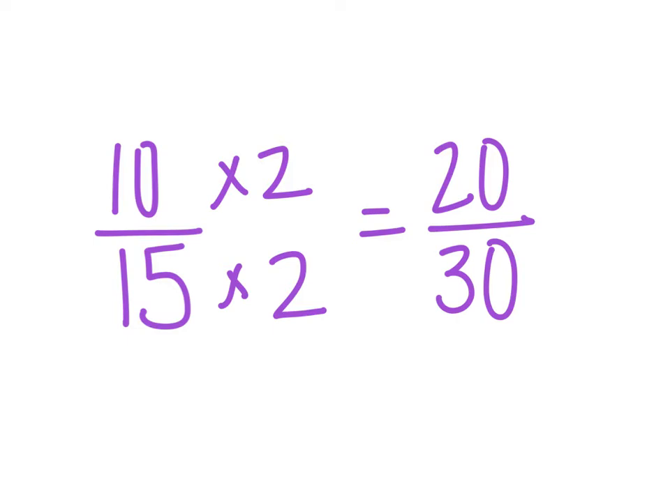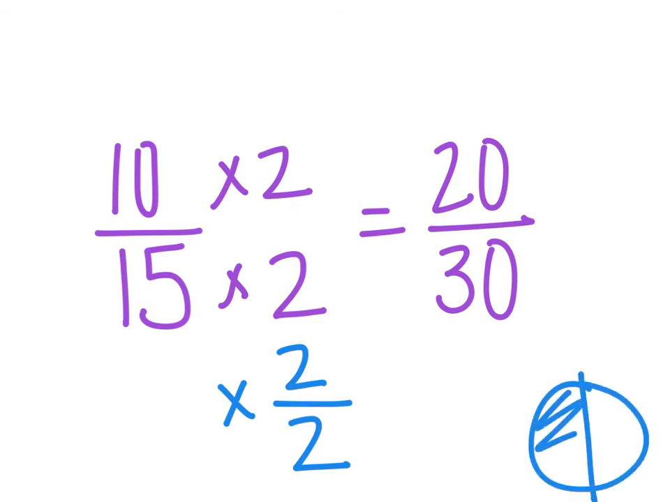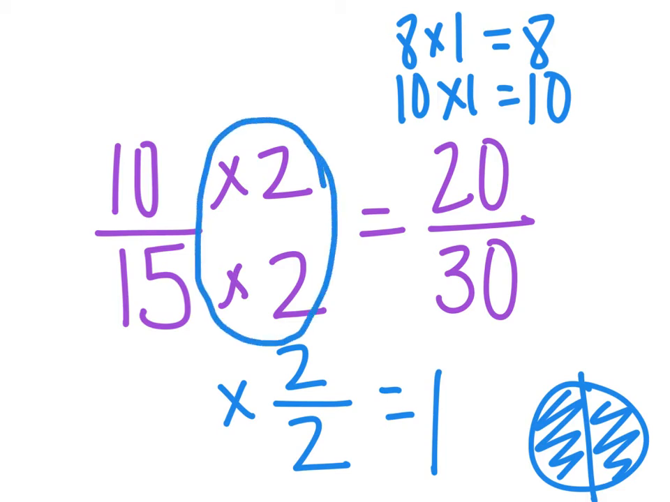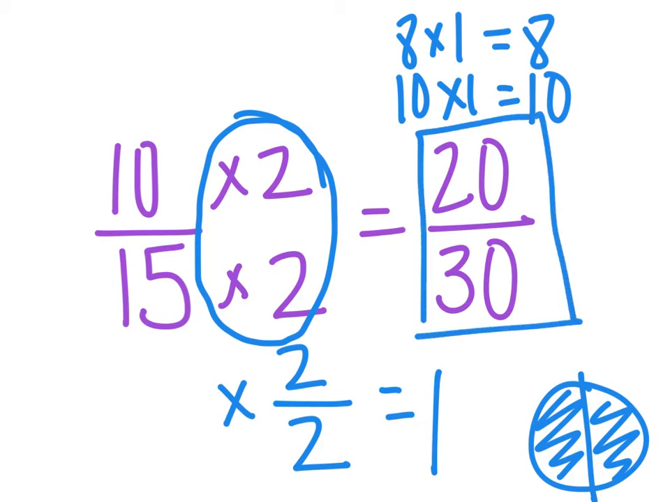Why does this work? Well, what you're really doing is multiplying by 2/2. If we look at a picture, 2/2 is the same thing as 1 whole. Anything times 1 is itself. Think about it. 8 times 1 is 8, or 10 times 1 is 10. The identity property tells us that anything times 1 is itself. So when I multiply the top and the bottom by the same thing, I'm really multiplying by 1. So I end up with something that looks different, but because I multiplied by 1, it has the same value.